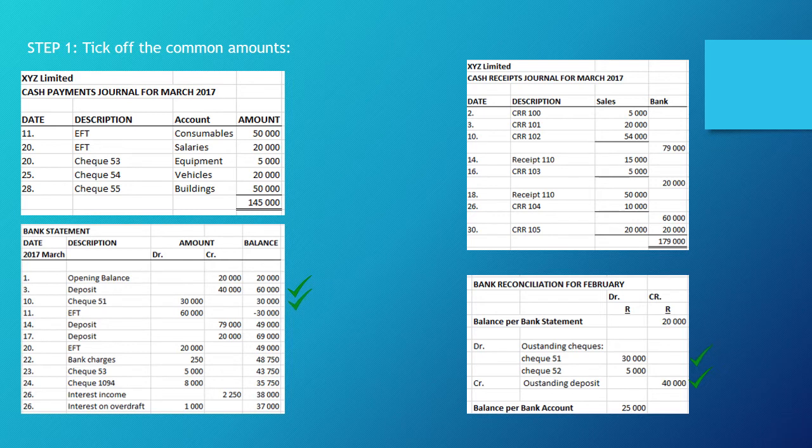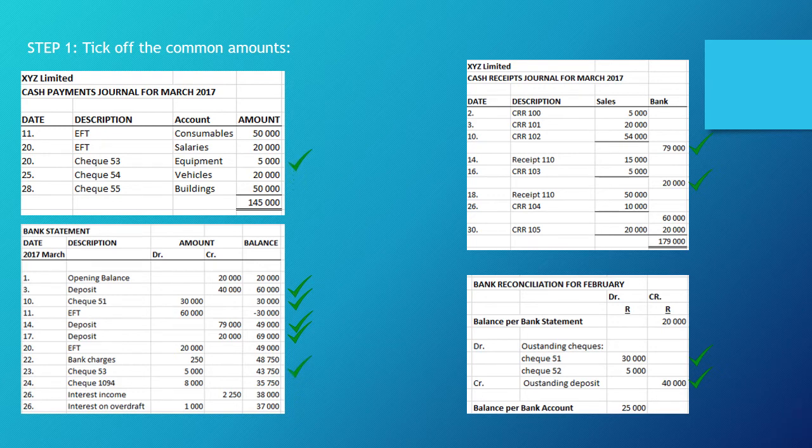Then our outstanding check number 51 can now also be matched off against the bank statement, which is an amount of 30,000 Rand. Then our deposit of 20,000 Rand, which we can see is from the cash receipts journal for March, consists of the 15,000 as well as the 5,000 Rand deposits. Then we have a 79,000 Rand amount, which corresponds again to the amounts in the cash receipts journal, which is then totaled and then deposited.